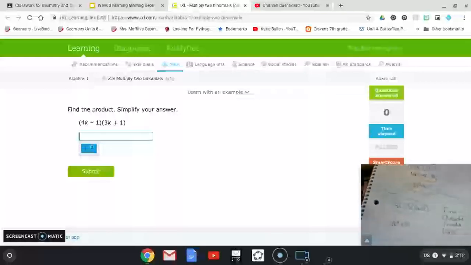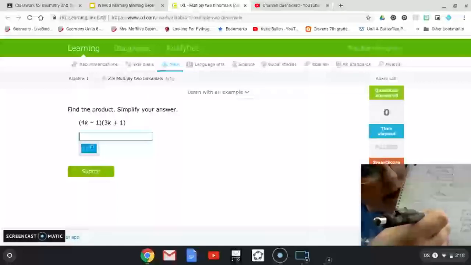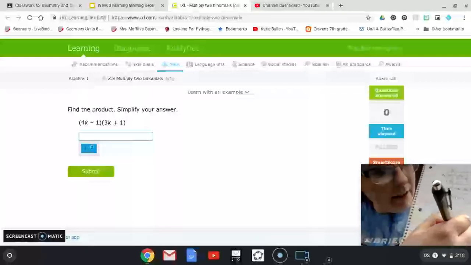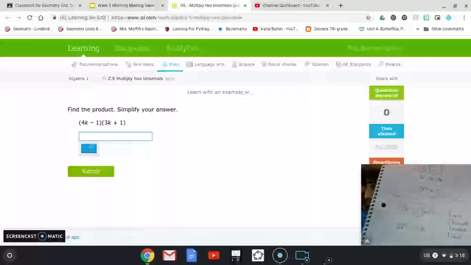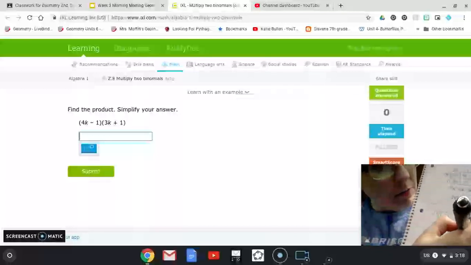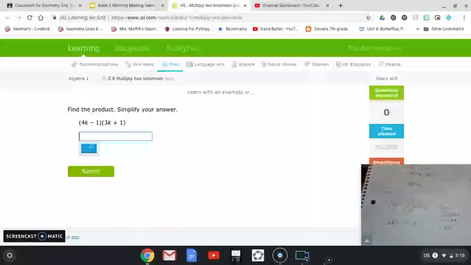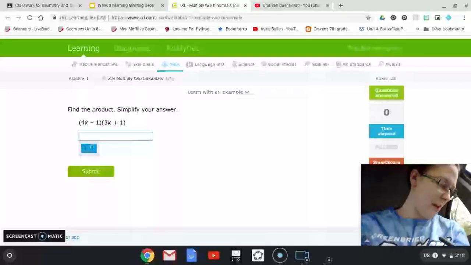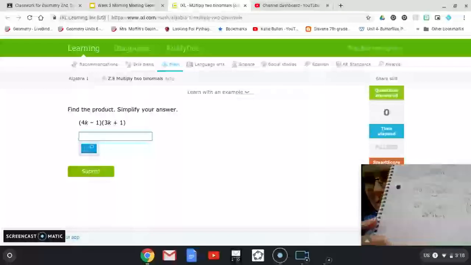I stands for the inside. So I'm going to do the inside times the inside. Negative 1 times 3k. That's going to give me a negative 3k. And then L stands for last. So last times the last. That would be a negative 1 times positive 1, which gives me a negative 1. Hopefully we can see that we got the same thing that we did before we simplified it. So if I combine my like terms, once again, I get 12k squared plus 1k minus 1.